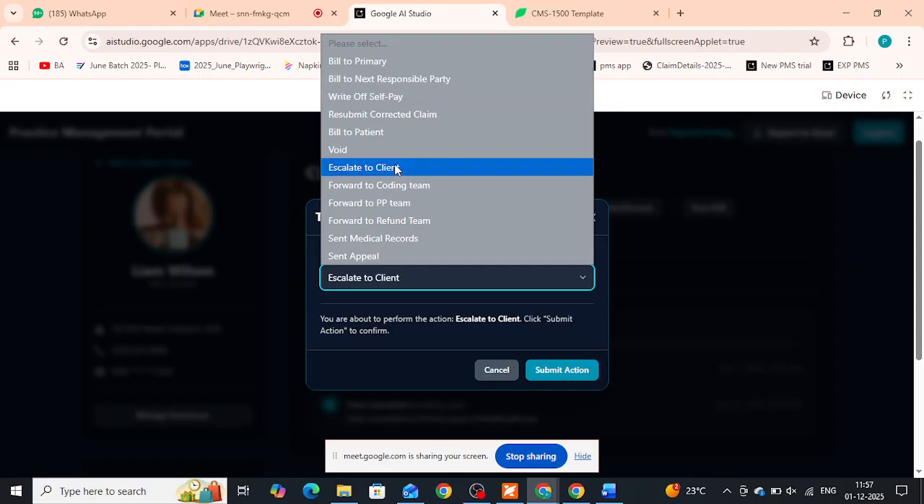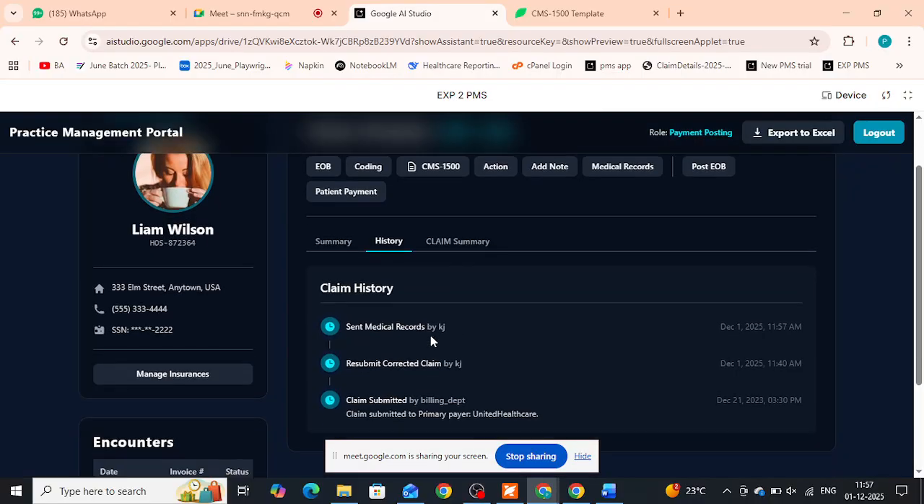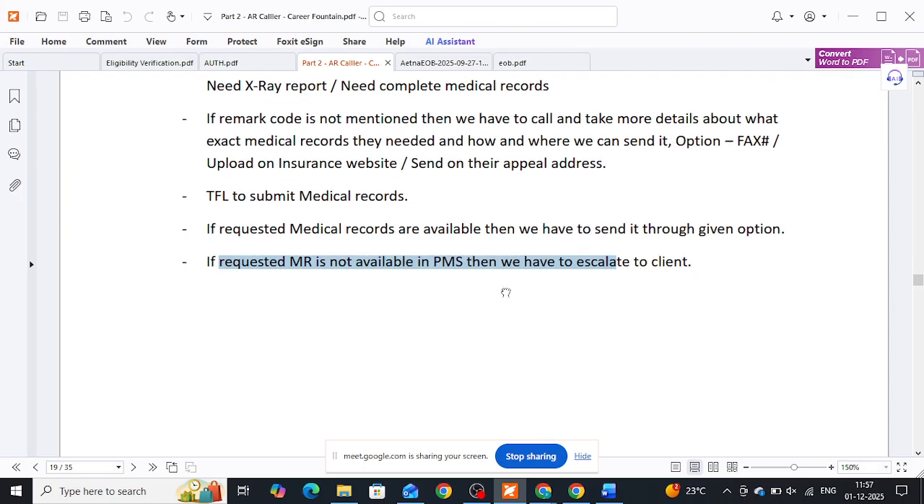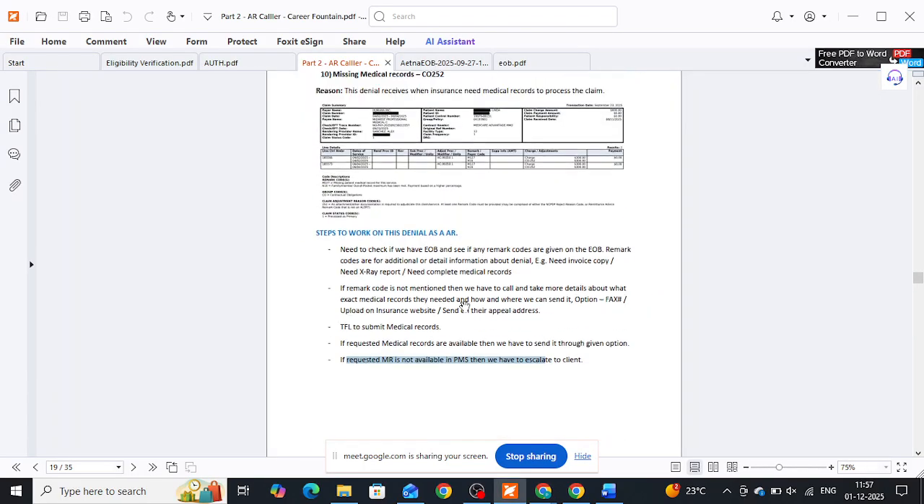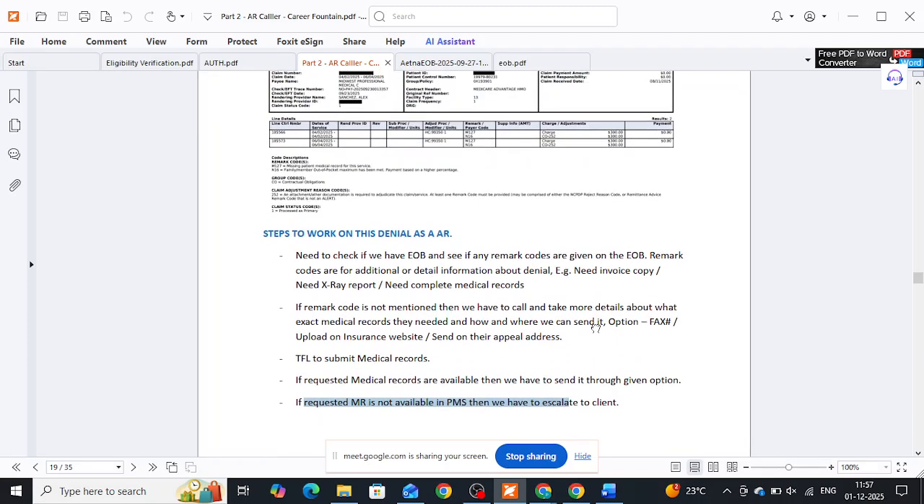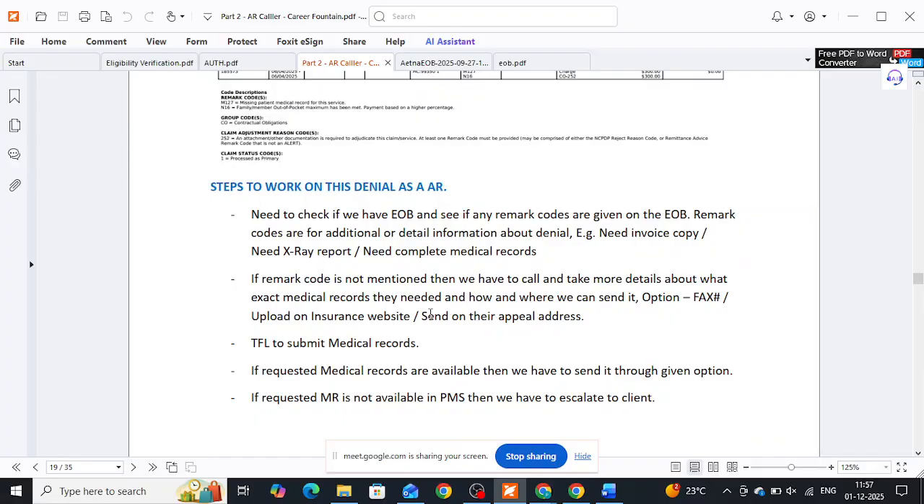If you send a medical record, then select the action send medical record. Like this we can take an action. But by selecting only the action, the medical record will not go. You have to send it, maybe using e-fax, like email. And if the insurer doesn't want it through fax and asks us to upload it on their web portal, and you don't know how, take their help on where to go and how to upload. They will help you understand that, or else they will give you a particular address, and we have to send it to that address.